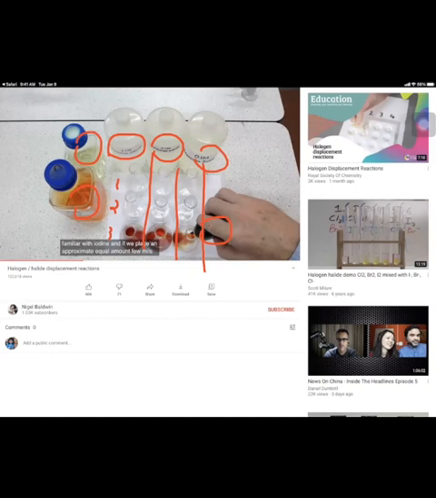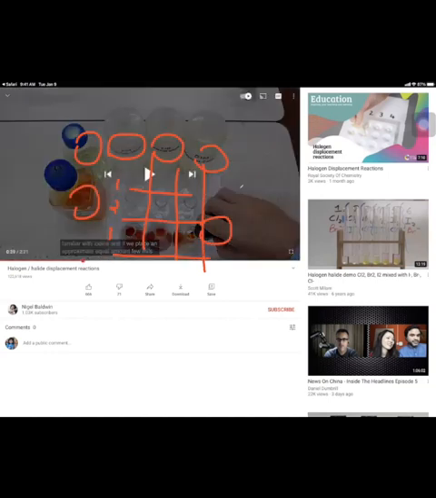So we add the iodine water to each of them, and we will see there is no color change because the iodine water has a color like this. So this is just the color of the iodine water. And then later on this row, we are going to add the bromine water. On this row, we are going to add the chlorine water. And then we will see.